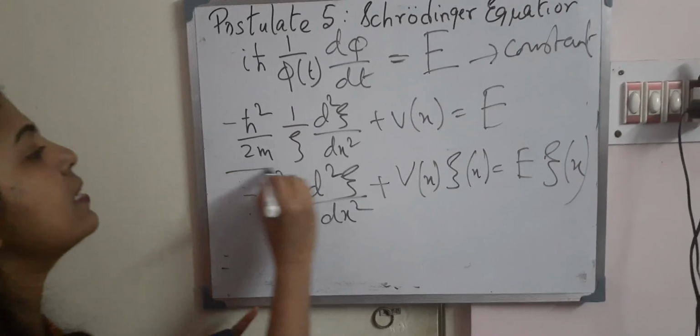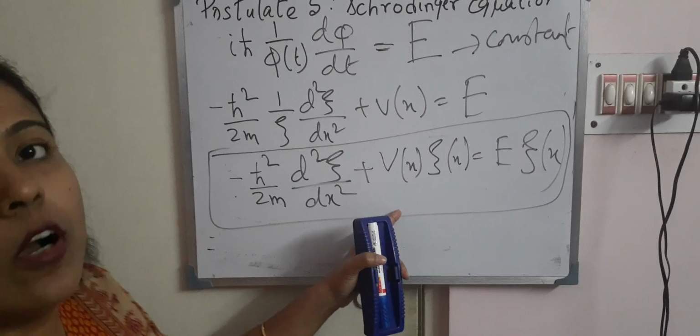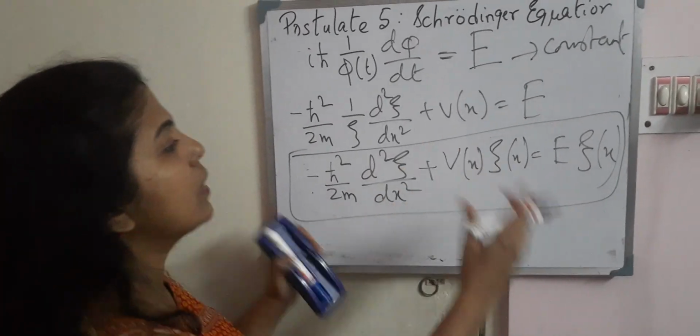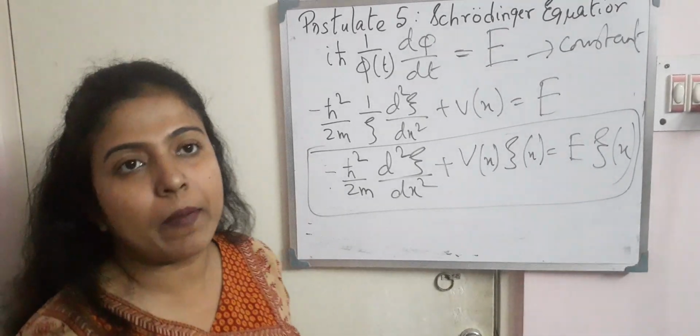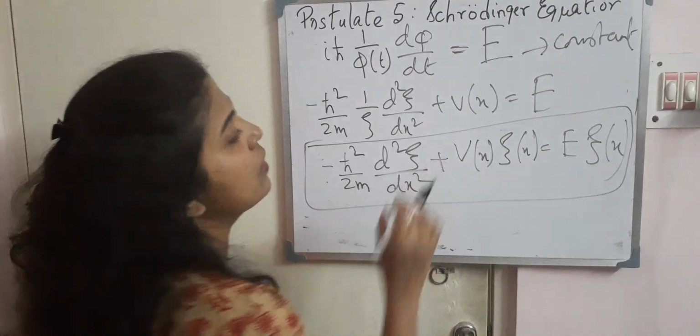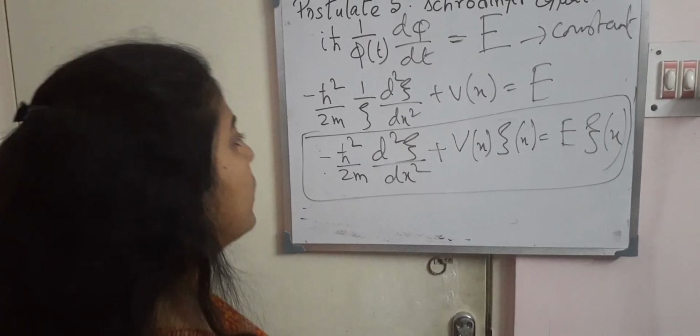Okay, so this equation is independent of time, and this is what we call the time independent Schrodinger equation, and we will be using this equation in our future applications to different systems to find out this function psi x from here. So this is called the time independent Schrodinger equation.